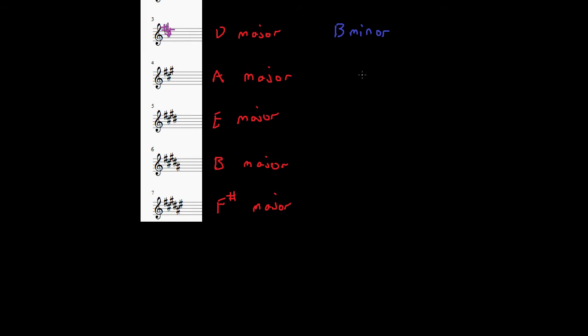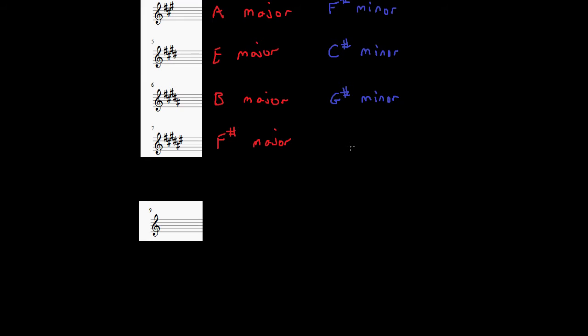So just to go through them, the relative minor of A major is F sharp minor. The relative minor of E major is C sharp minor. The relative minor of B major is G sharp minor. And the relative minor of F sharp major will be D sharp minor. Okay, so that's all our relative minors.